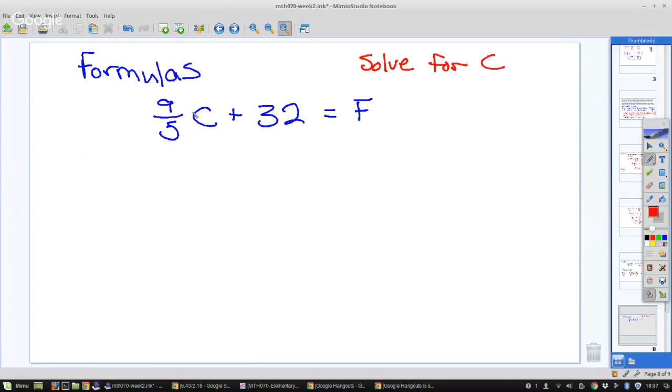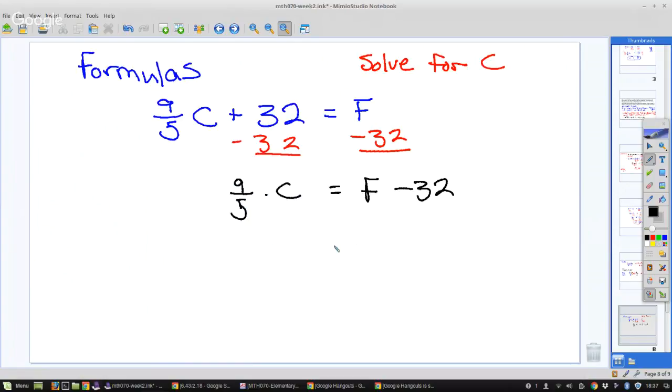Just like before, I want to get rid of the 32 first because it's added. So I'm going to subtract 32. Now the problem on the right side is that before I had a number minus 32. Here I just have a letter minus 32. So the best I can say at this point is that I just have whatever Fahrenheit is minus 32. I can't clean that up. But now I'm going to write it out horizontally instead of vertically. 32 minus 32 is gone, so I just have that 9/5 C on the other side.